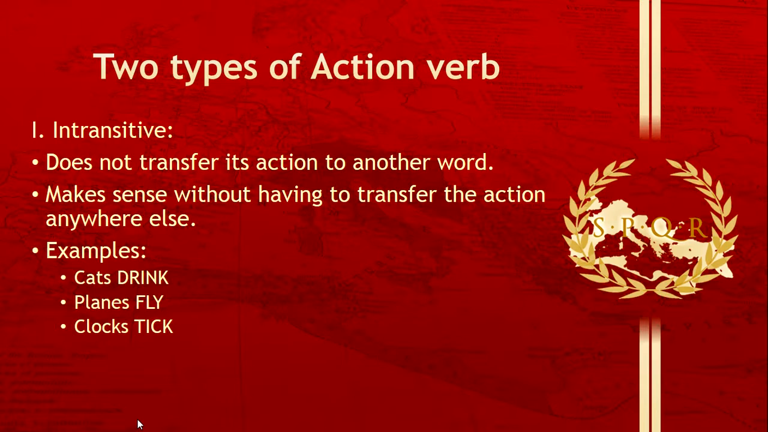For instance, cats drink. Drink is an intransitive verb. Planes fly. Fly is an intransitive verb. Clocks tick. Tick is an intransitive verb. Because it doesn't transfer its action, there's no direct object there. It doesn't transfer its action to anything else. These two-word sentences are, in fact, complete sentences because you have a subject and you have a verb. And so the sentences stand on their own.